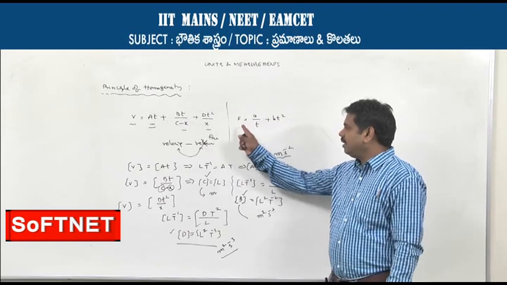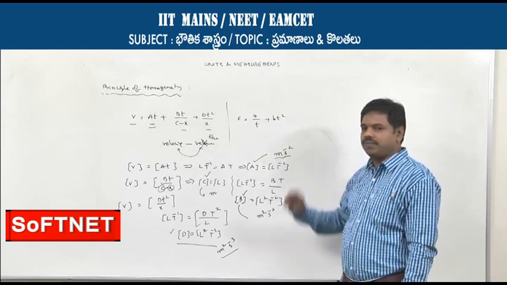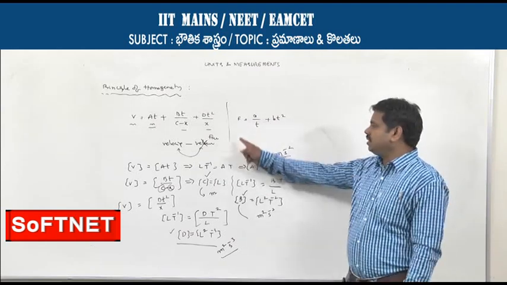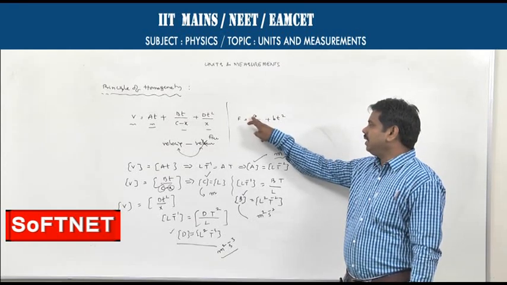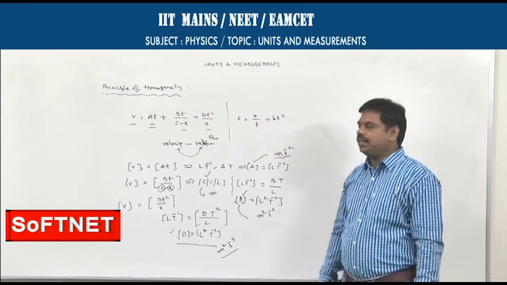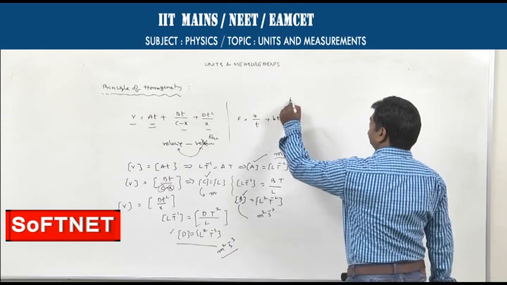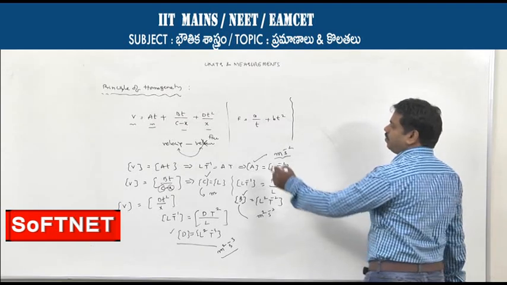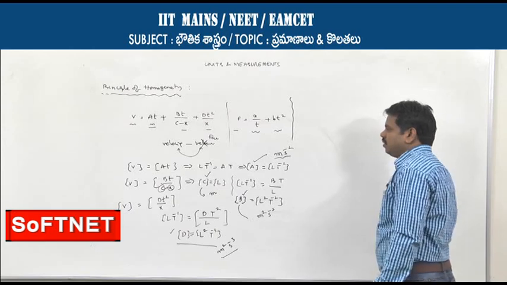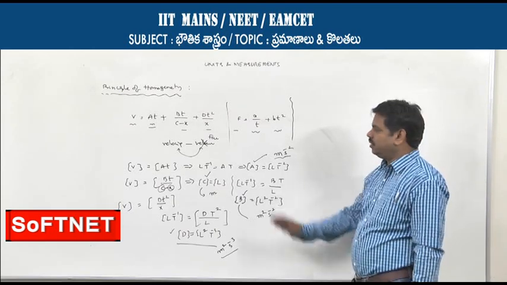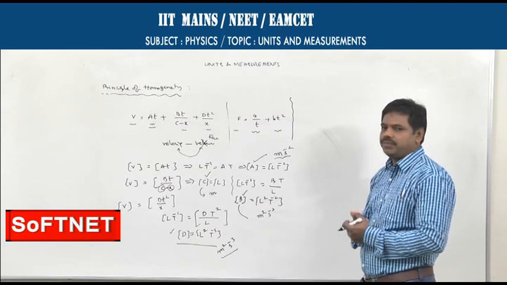Now next let us check this relation, F is equal to A by T plus BT square. Here F is the force and T is the time. We don't know what the units of A and B are. A is a constant, B is a constant. And according to the principle of homogeneity, we already discussed that physical quantities having the same dimension must always be compared, equated, added or subtracted.